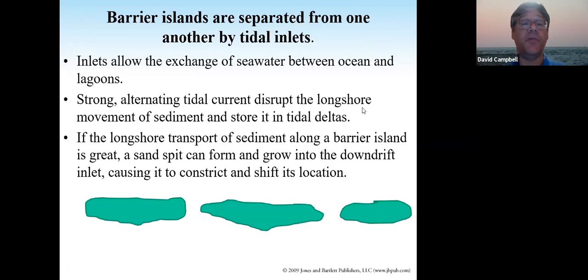When we have a series of barrier islands, there are gaps between them, else it wouldn't be an island. And these are often referred to as tidal inlets because tide will come in and out through here, washing sand in, washing it out, back and forth. High tide, low tide, currents reversing through here. But also, longshore currents are moving things sideways.